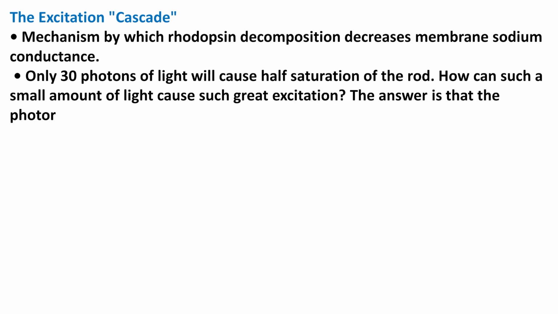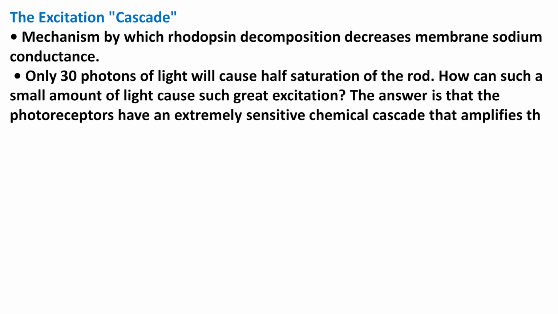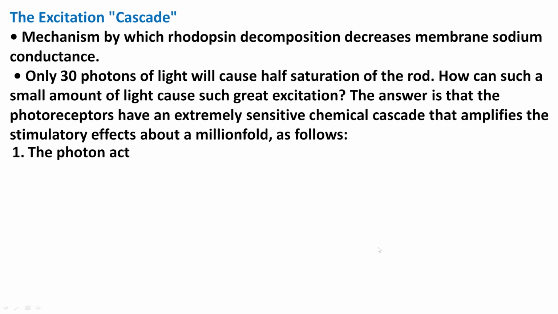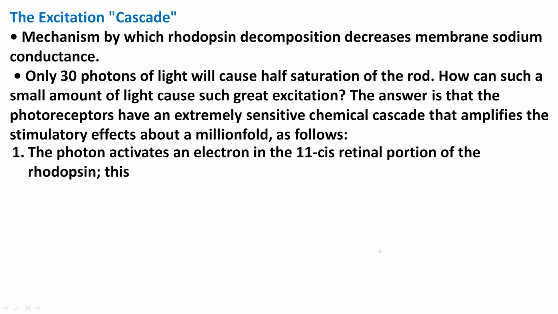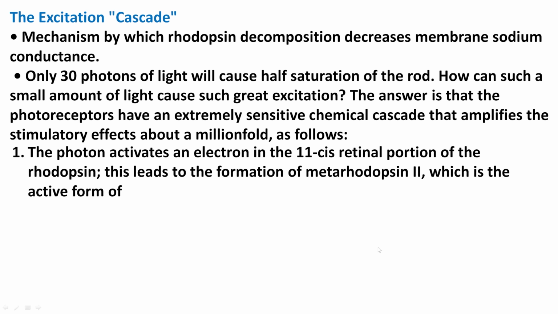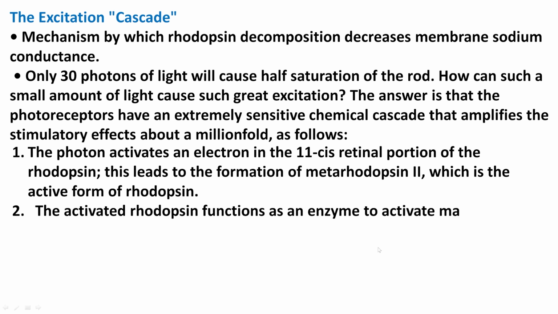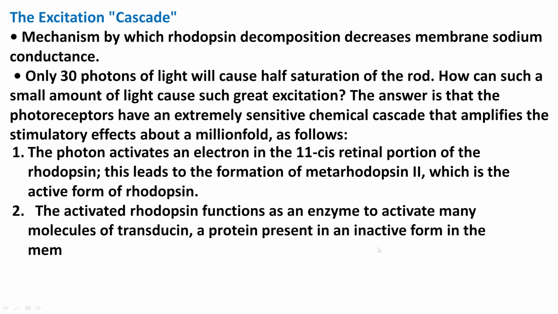The answer is that the photoreceptors have an extremely sensitive chemical cascade that amplifies the stimulatory effects about 1,000,000-fold, as follows. 1. The photon activates an electron in the 11-cis retinal portion of the rhodopsin. This leads to the formation of metarhodopsin II, which is the active form of rhodopsin. 2. The activated rhodopsin functions as an enzyme to activate many molecules of transducin, a protein present in an inactive form in the membranes of the discs and cell membrane of the rod.